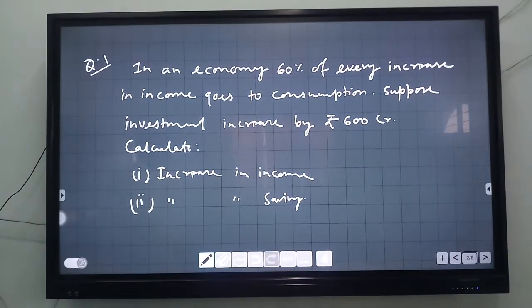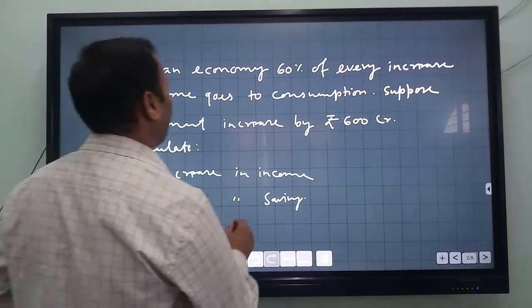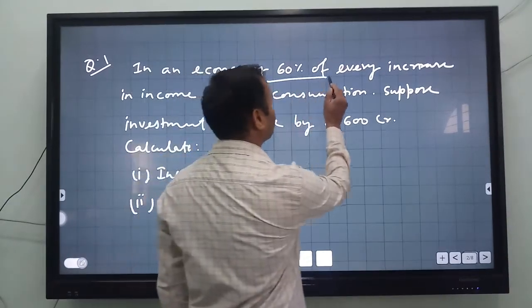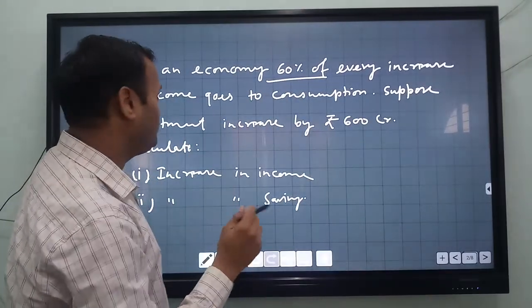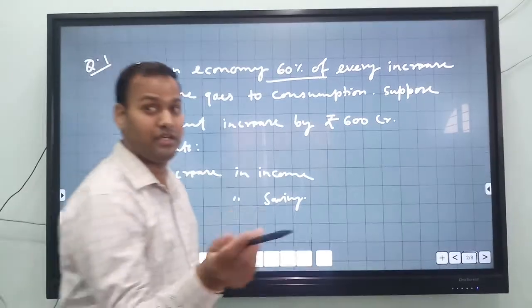In an economy, 60% of every increase in income goes to consumption. Okay. Suppose investment increases by 600 crore. Calculate increase in income and increase in saving. Okay. So what have we been given? We have been given that 60% of increase in income goes to the consumption, meaning we have been given the MPC.